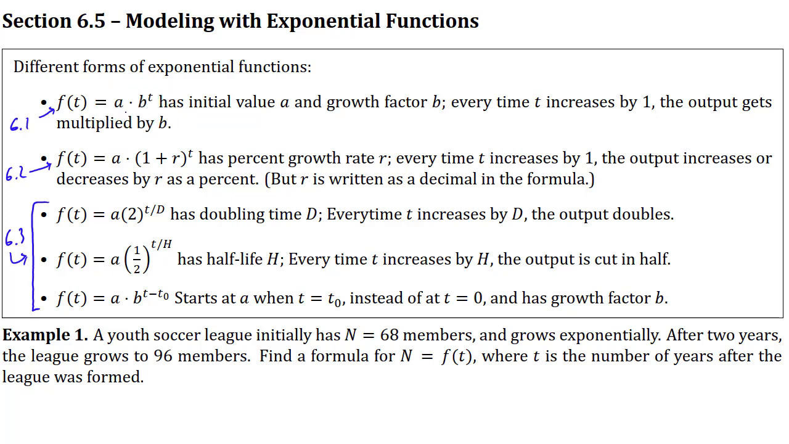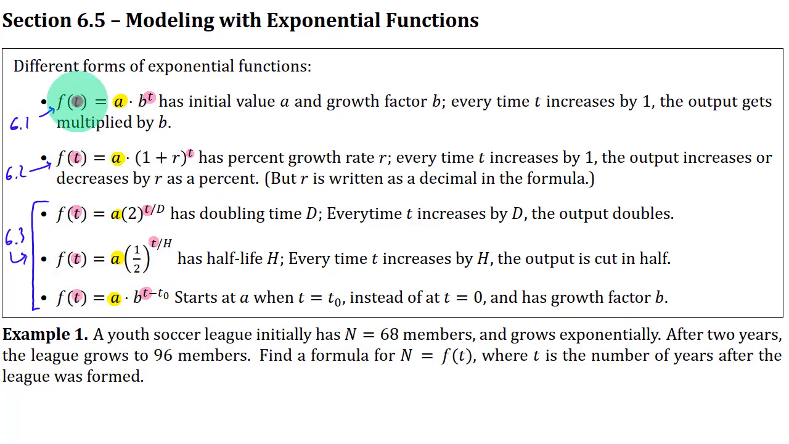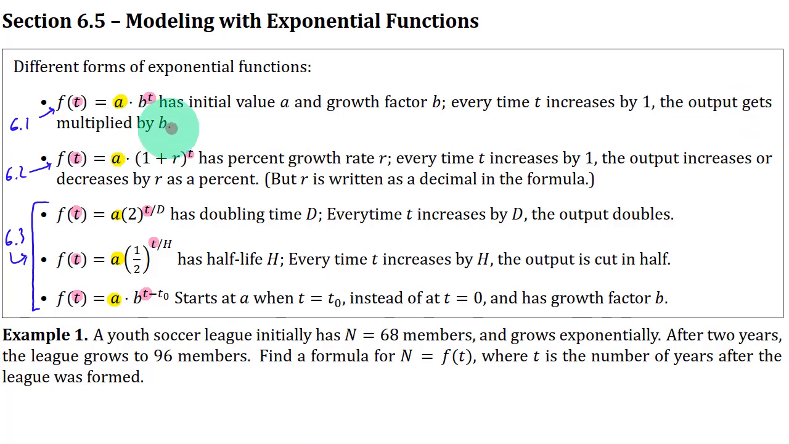All of these have something in common. They're all written as A, where A is just a number, times some stuff. And then the exponent is always the variable. That's what makes all of these exponential functions, the fact that the exponent is the variable. What's different about them is the different ways you can write the base. Either you have just the base b to the power t. That means every time t goes up by 1, you end up multiplying the result by a factor of b. That's the basic way of looking at it.